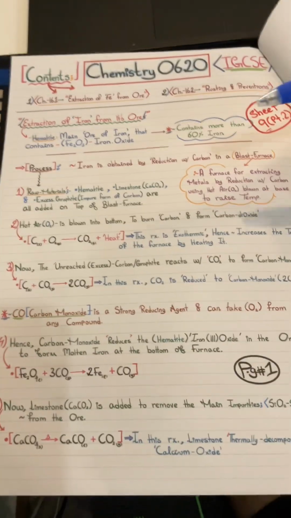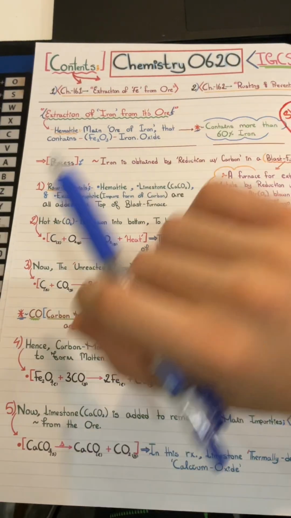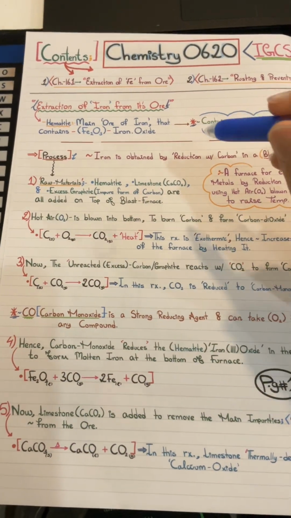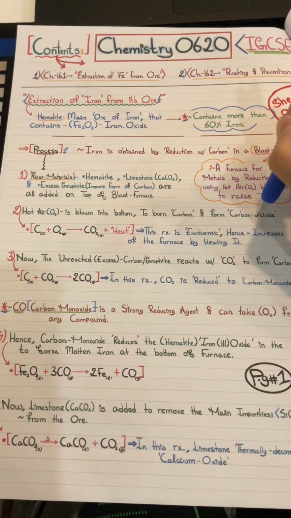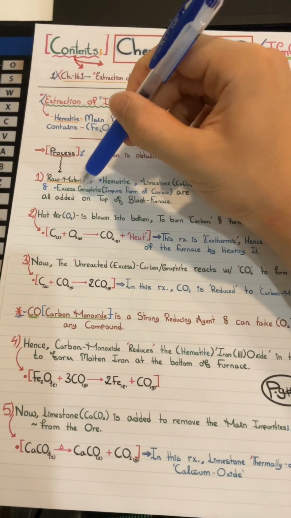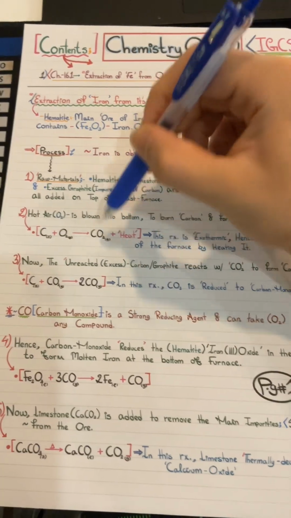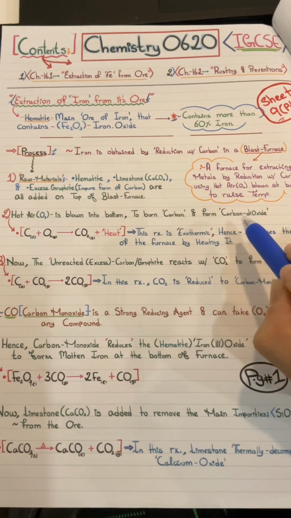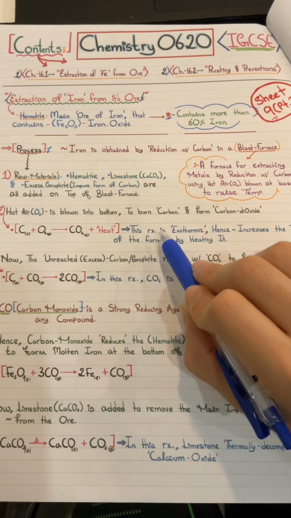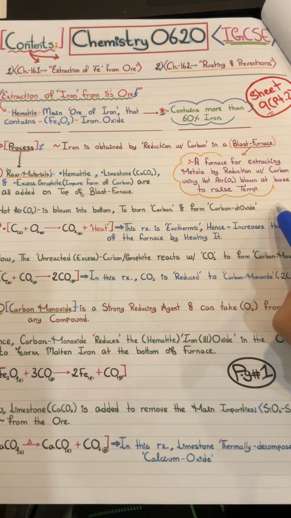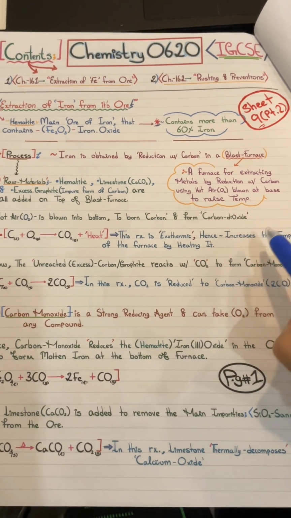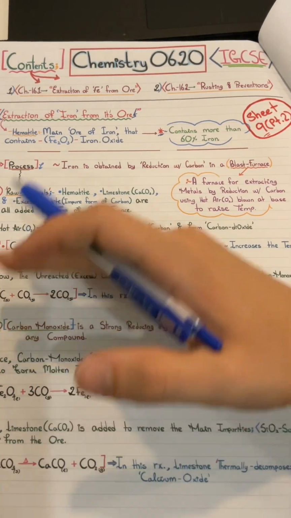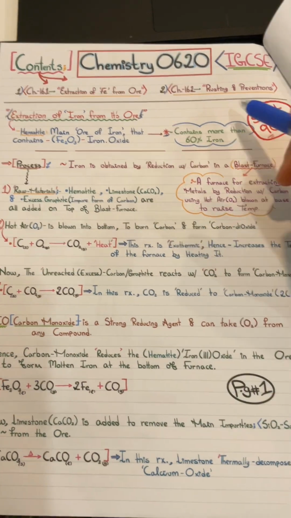From here, step 2. Now, we blow the hot oxygen at the base, okay? We blow hot oxygen at the base of the blast furnace. Why do we do this? To burn the carbon and form carbon dioxide. There's carbon present. In the beginning, we added an impure form of carbon. Now we blow oxygen. This blown oxygen will react with the carbon and it will form carbon dioxide. This reaction is an exothermic reaction, releasing heat in the product side. Hence, it will increase the temperature of the surroundings. The surroundings is the furnace. It will increase the temperature of the furnace, raising and heating it up, okay?